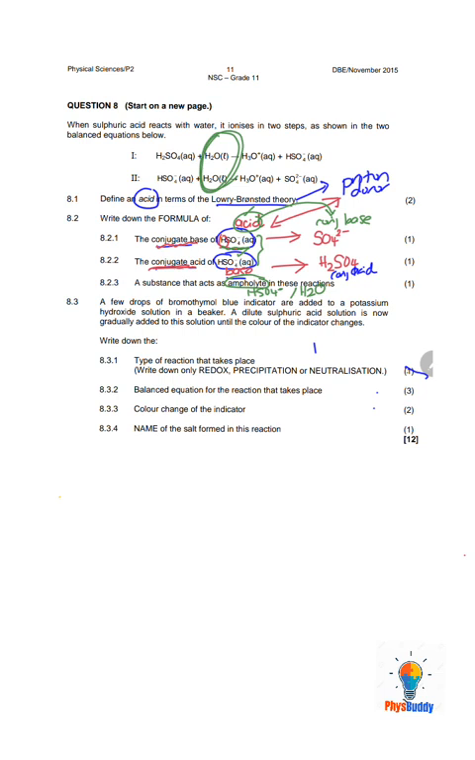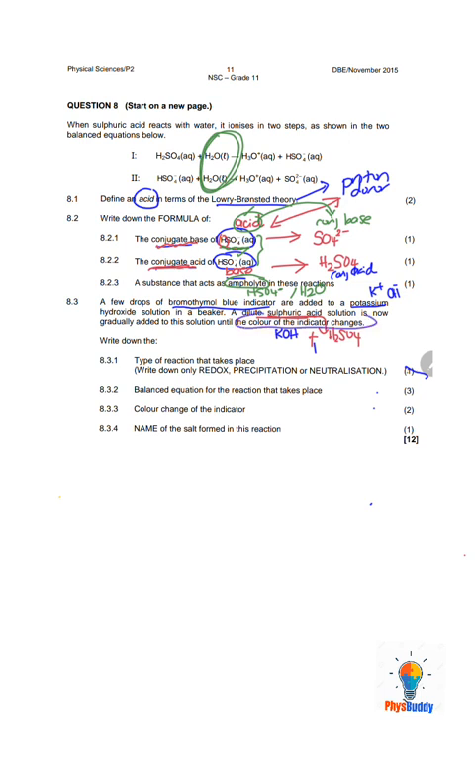The next question, a few drops of bromothymol blue indicator are added to potassium hydroxide solution. We know that potassium is K+, and the hydroxide ion is OH-. So the formula for potassium hydroxide is KOH. It is added to a dilute sulfuric acid solution, and we know that sulfuric acid is H2SO4. So a dilute sulfuric acid solution is now gradually added to this solution until the color of the solution changes.